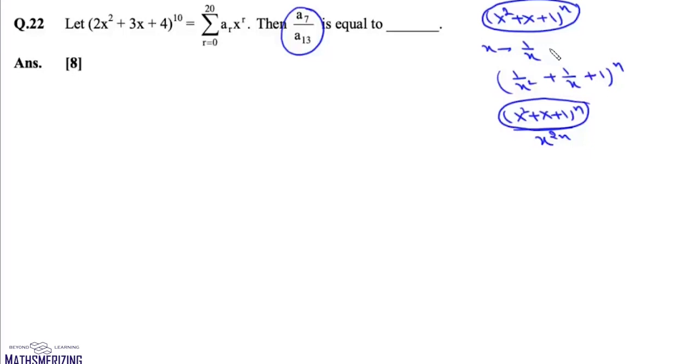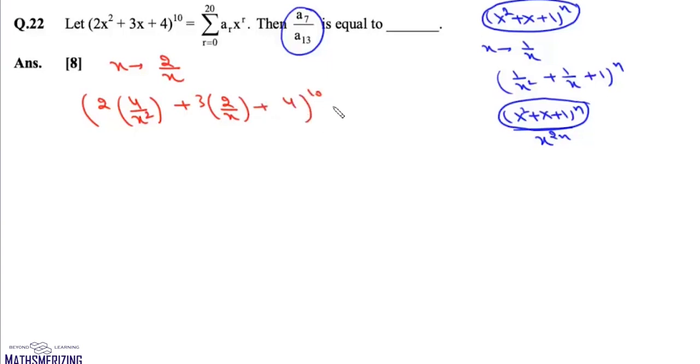Now in this question, if we take the transformation 1 upon x, the symmetry is not preserved. So what we'll do is, we'll replace x with 2 upon x. Now we'll replace x with 2 upon x, it'll be 2, and here it'll be 4 upon x square. Now this is 3 into 2 upon x plus 4, whole to the power 10, and it'll be equal to the summation r varies from 0 to 20 A_r, and again in place of x we'll write 2 upon x to the power r.